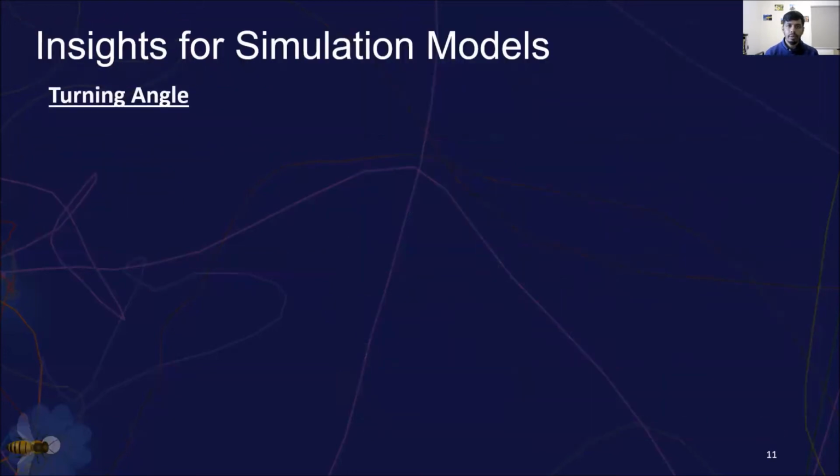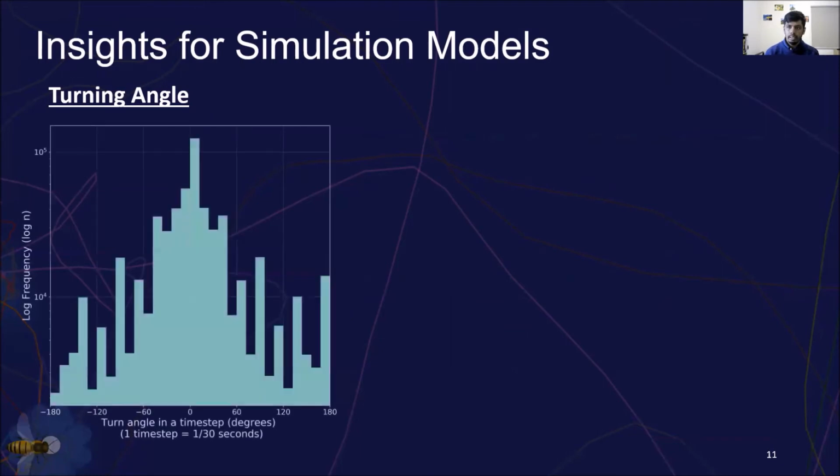So here we compare the turn angles of bees recorded through camera observations against those used in simulation models. This is a frequency histogram of turn angles, where the y-axis shows the log frequency and the x-axis shows the turn angle. So as shown here, most of the time bees maintain their directionality without turning.